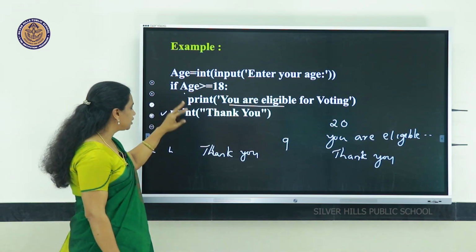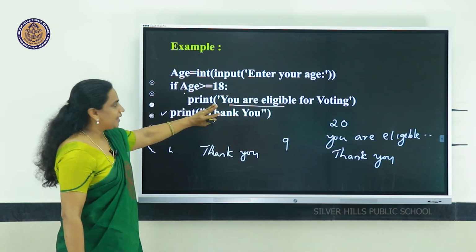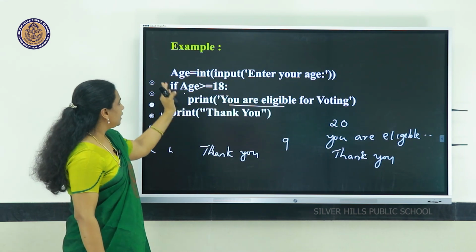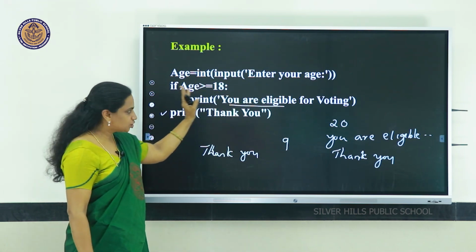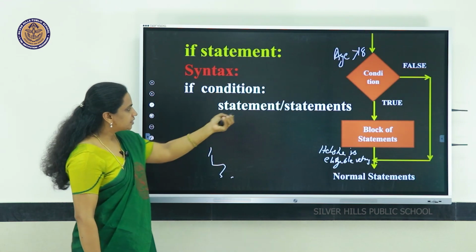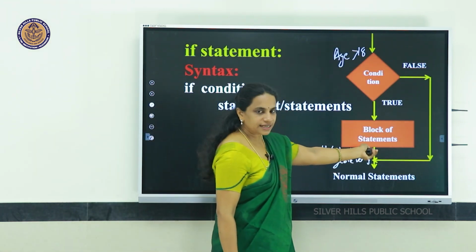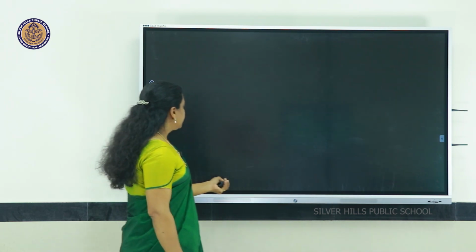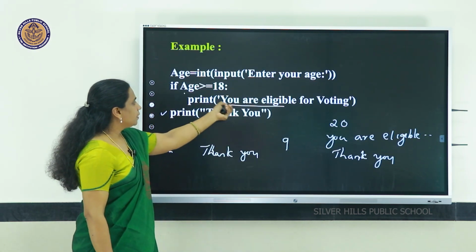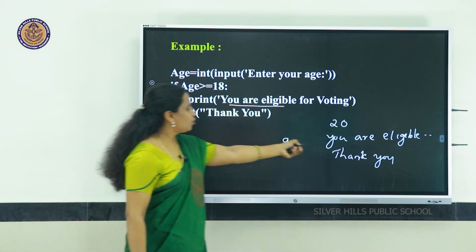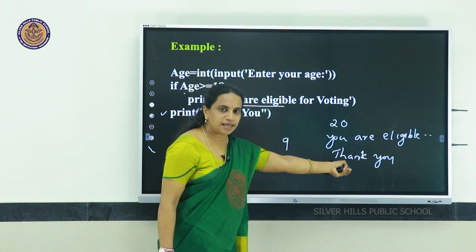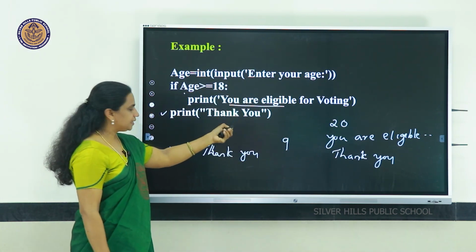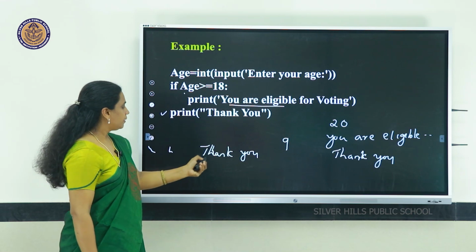Just once again, go through this one. You have to input the age, check whether the age is greater than or equal to 18. If that condition is true, the block of statements is executed. After that, normal statements are executed. See, you are eligible for voting, then the normal statement is thank you. The next statement to be executed is thank you. Now, if the age is less than 18, what will happen?